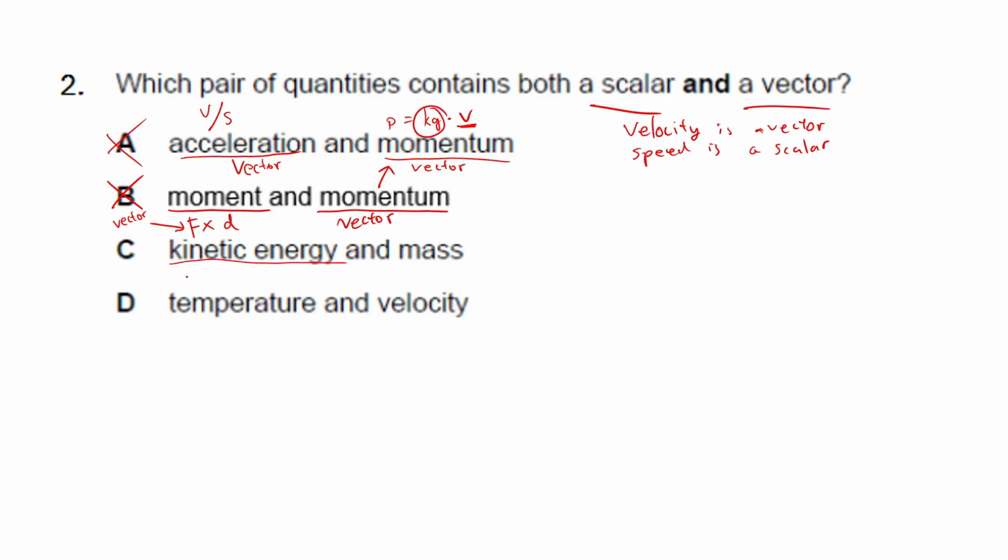Kinetic energy. Kinetic energy is 1/2 mv squared. And I don't even know if this is a vector, because although v is here, it's squared, so it's not necessarily the same, I believe. So we're going to skip that for a second and look at mass. Mass is kg, so kg is a scalar. So this might actually be viable if this is a vector.